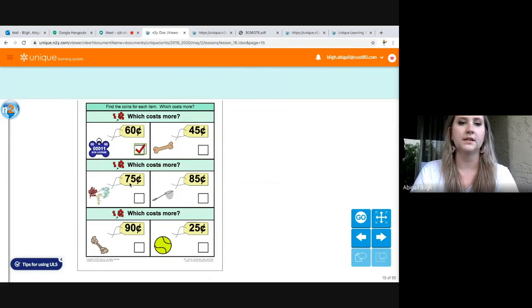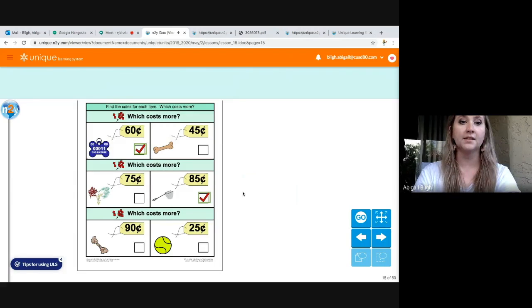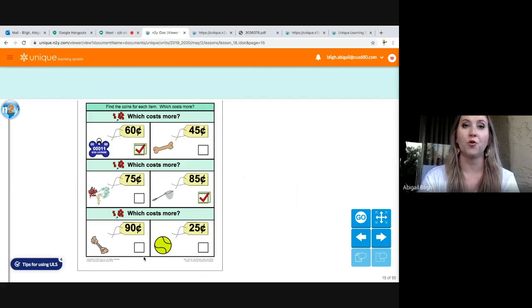Let's do the next problem together. So I'm going to look at 75 and 85. All right, which number is closer to 100? 85. 85 is closer to 100. Good job. We're correct. Okay, I want you to go ahead and do this last problem all on your own, okay?